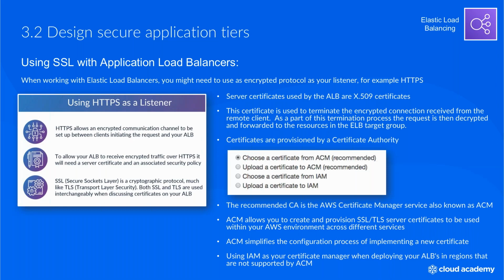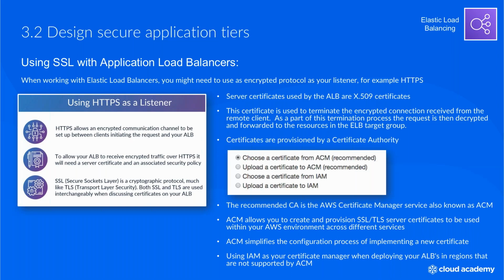When using an encrypted protocol as a listener for your elastic load balancers, such as HTTPS, it will require some additional configuration. This includes the presence of a server certificate and an associated security policy. Now, the server certificate used by the application load balancer, the ALB, is an X509 certificate. This is a digital ID that's provisioned by a certificate authority, and this certificate authority could be the AWS Certificate Manager, also known as ACM. If you're not aware of that service, go check it out. Just go and read about it, just so you're familiar.